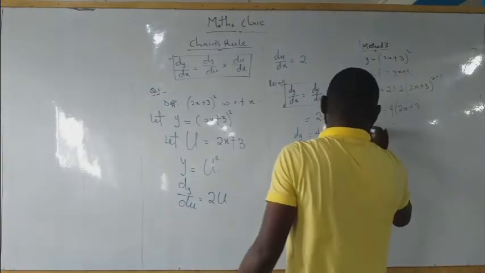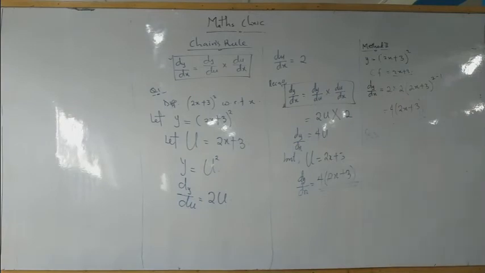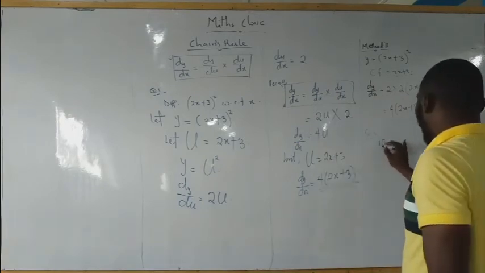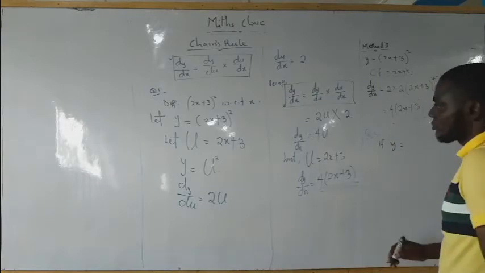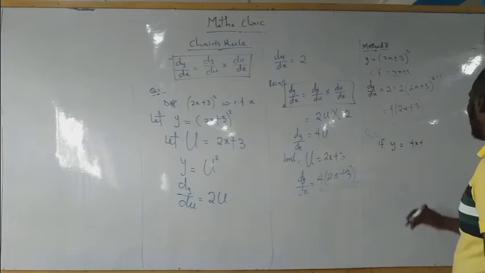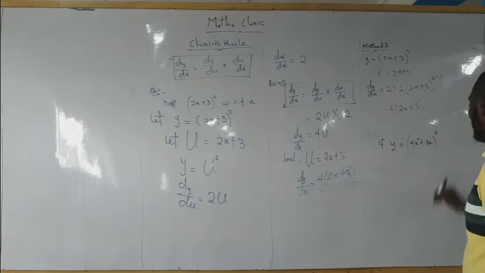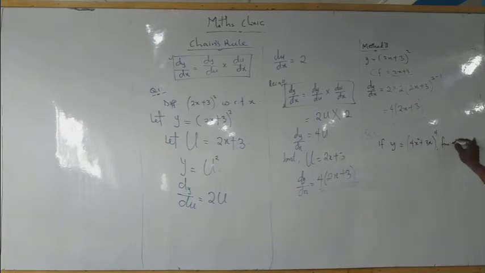So let's look at this Question 2. If y equals (4x squared + 3x) all raised to power 4, find dy/dx. In order to find dy/dx, we need to use what?